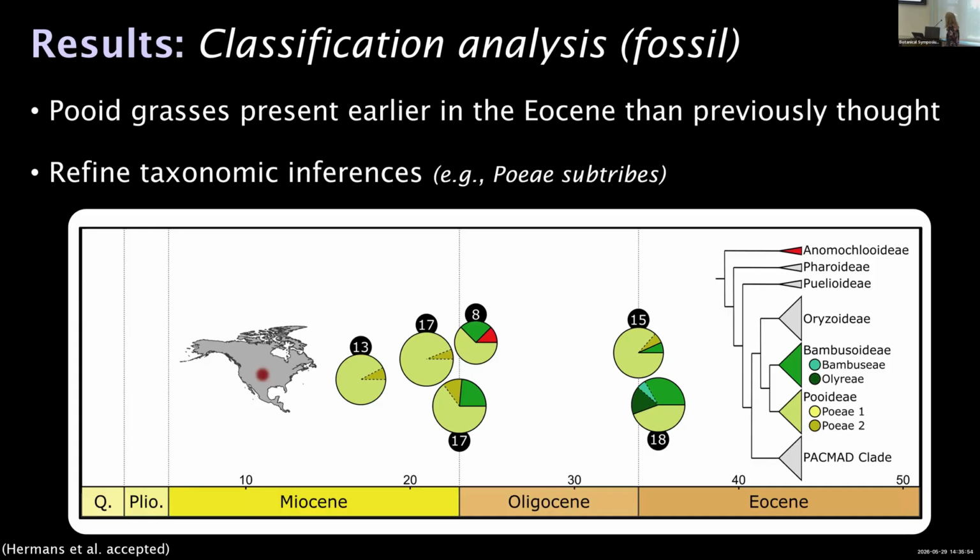And what we can see here is that Poaceae grasses were present much earlier in the Eocene than we previously thought, if you want to trust this model. And also, we were able to refine some taxonomic inferences. For example, we were able to show that most likely we had some of the Poaceae subtribes present in these earliest grasslands. However, there's a lot of work to be done to expand our data set, and also we're applying some different approaches.